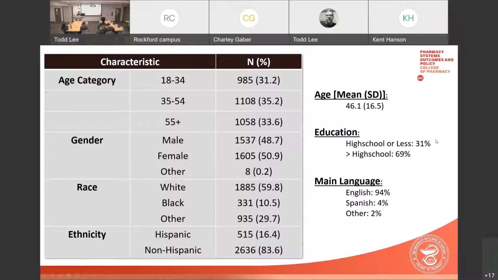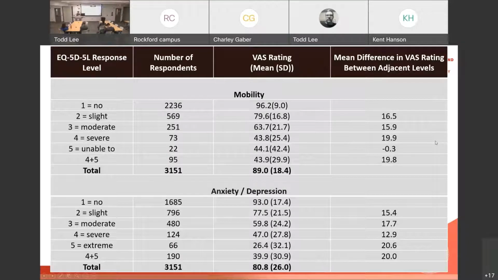And as such, we see that reflected in the way that respondents self-rated their health. So here I'm presenting 2 of the dimensions that we looked at, mobility and anxiety and depression. On the left, you see the EQ5D 5L response levels, and here's the number of respondents that selected each of those levels. So right off the bat, you could just notice that the number of respondents that had no or slight problems in each of these 2 dimensions predominated over the other levels.